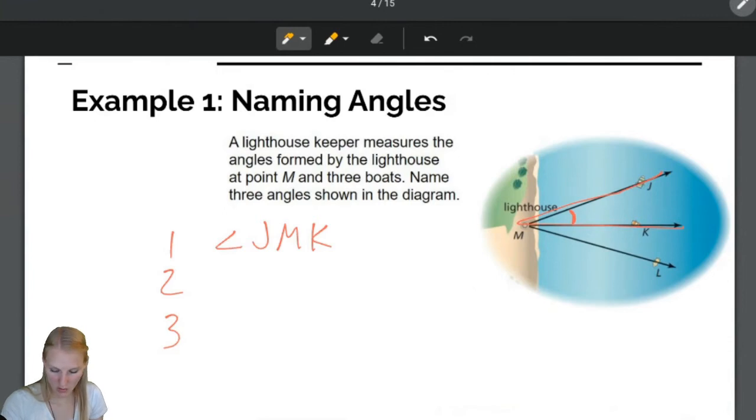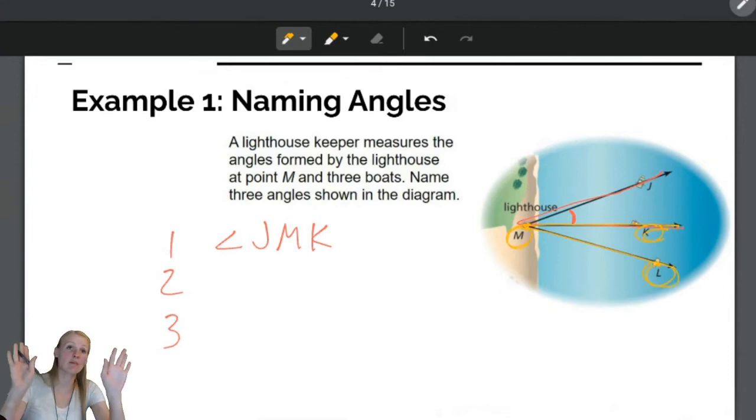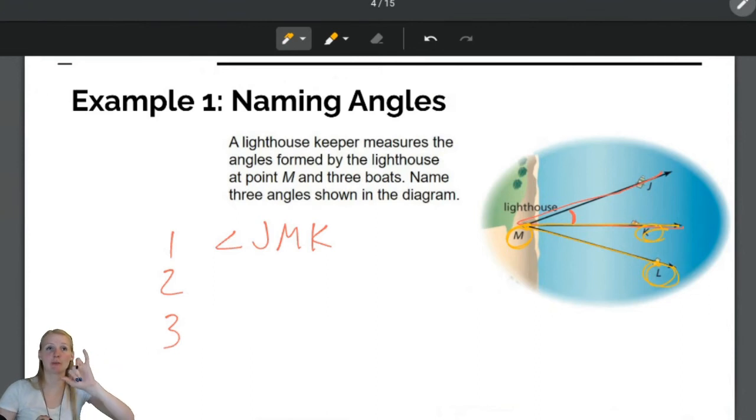Now we can talk about this angle right here. KML. Or LMK. Same thing, because when I flip it up and turn it around, it looks the exact same. You can go JMK, you can go KMJ. Doesn't matter. But the important thing is that the vertex is in the middle. See how M is in the middle? The vertex always needs to be in the middle.